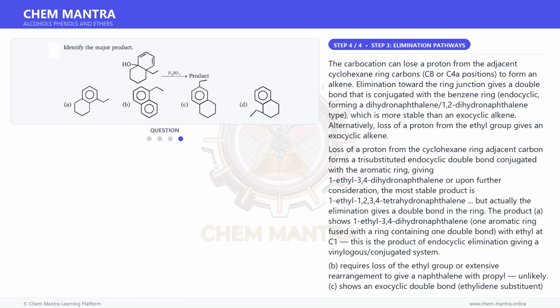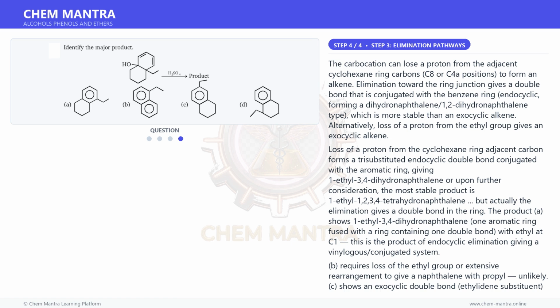B requires loss of the ethyl group or extensive rearrangement to give a naphthalene with propyl, unlikely. C shows an exocyclic double bond, an ethylidene substituent, which is less stable than the endocyclic conjugated alkene. D shows a spiro or non-fused product inconsistent with the starting material connectivity.